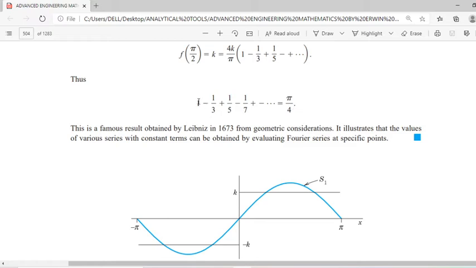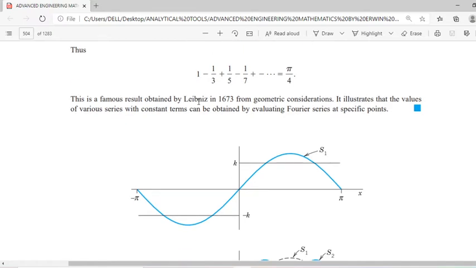You know the sum of 1 plus 1 by 2 plus 1 by 2 square plus etc. That is 1 divided by 1 minus 1 by 2. Such sums can be derived using Maclaurin series or Taylor series. But this type of complicated series can be simplified using Fourier series analysis.